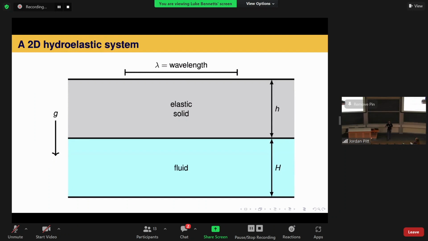Here's a basic schematic of the problem. We've got an elastic body of thickness lowercase h, that's our ice shelf, which is floating on a fluid of depth capital H, that's our water cavity. Gravity is acting directly downwards. There's a horizontal length scale lambda, which is going to be a wavelength, and this is all in 2D.